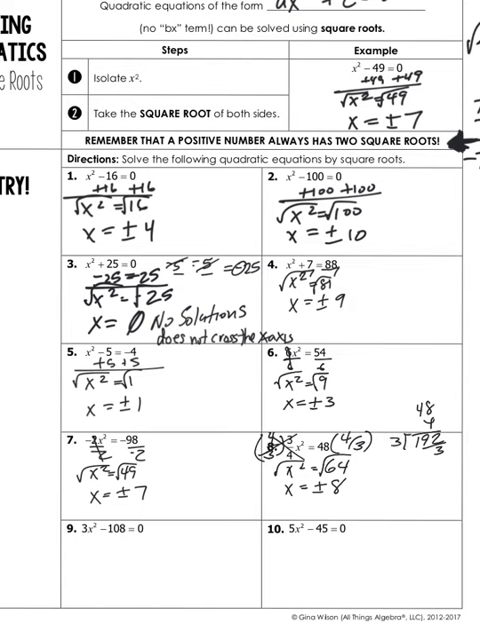All right, here we have a two-step. Add 108.